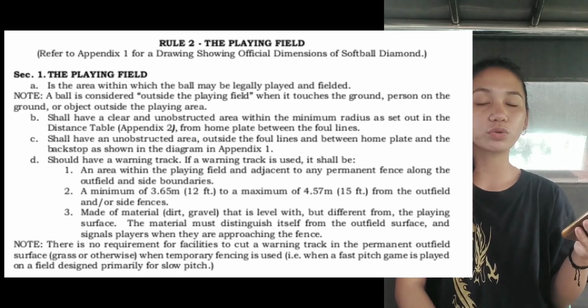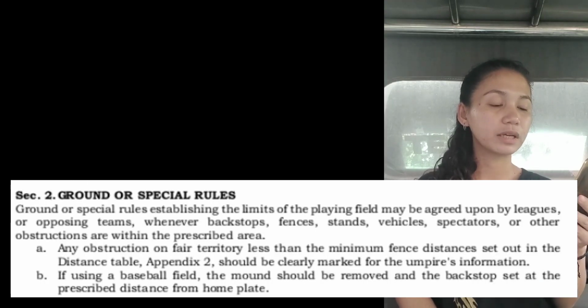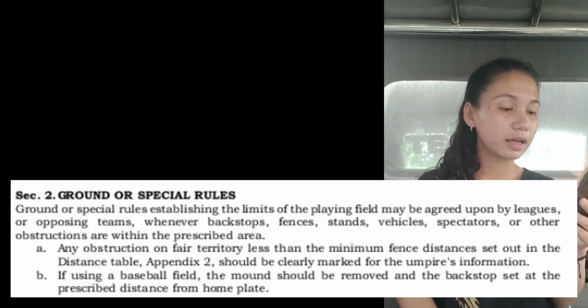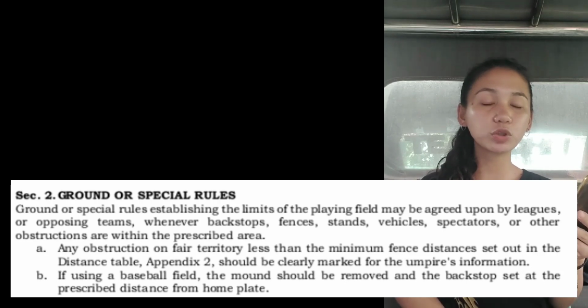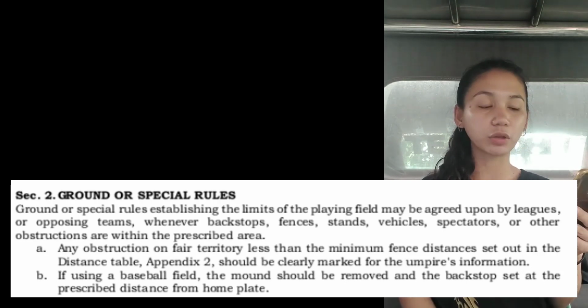So let's move on to rule number 2, section 2. Ground or special rules. Ground or special rules establishing the limits of the playing field may be agreed upon by the leagues or opposing teams whenever backstops, fences, stands, vehicles, spectators, or other obstructions are within the prescribed area. So that is rule number 2, section 2, ground or special rules.